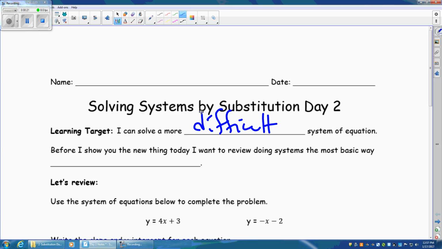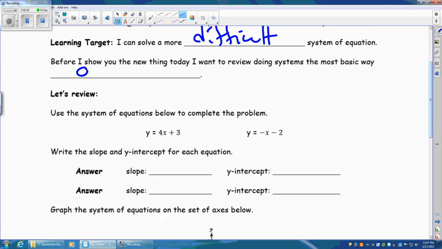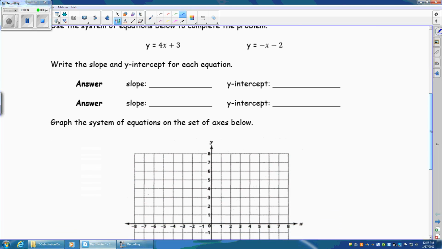So before I show you the new thing today, I want us to review doing it the most basic way. I want us to review doing it by graphing. So I'm going to graph one of these for you. You guys are going to graph the other one. And then we can assess ourselves. So why don't we take a look at that second one? I think that one's a little bit more challenging.